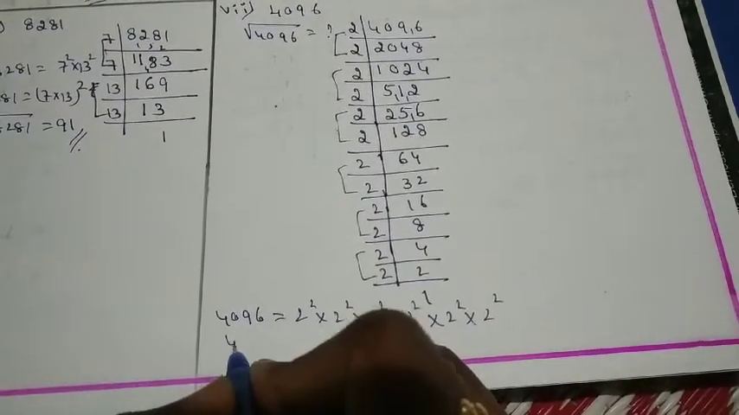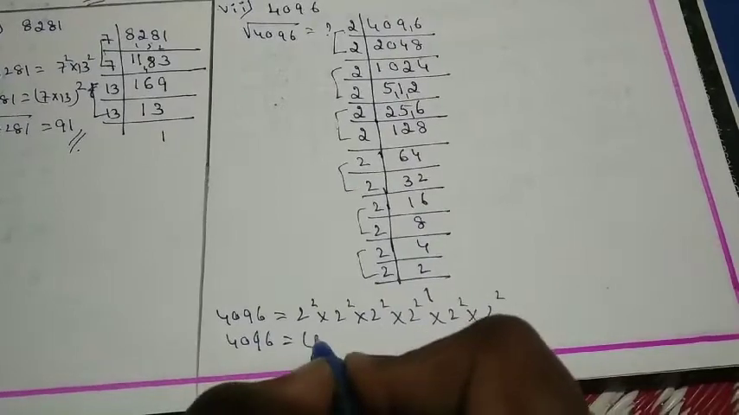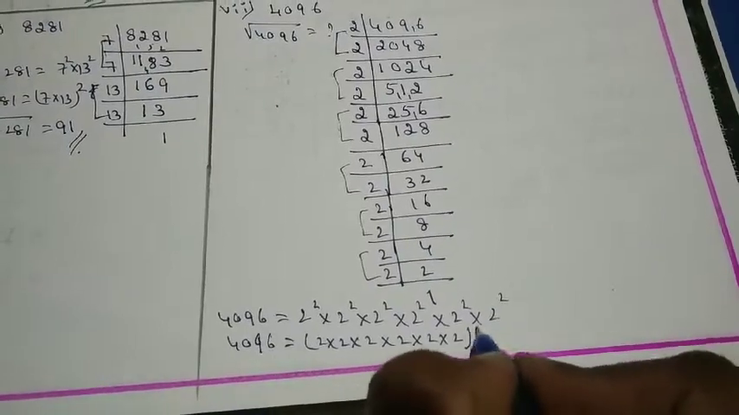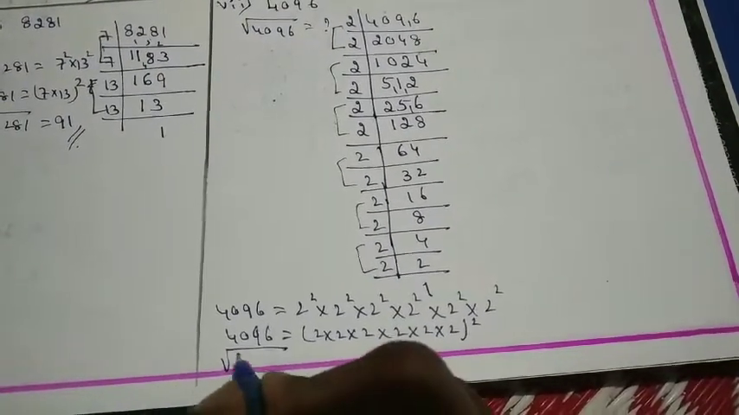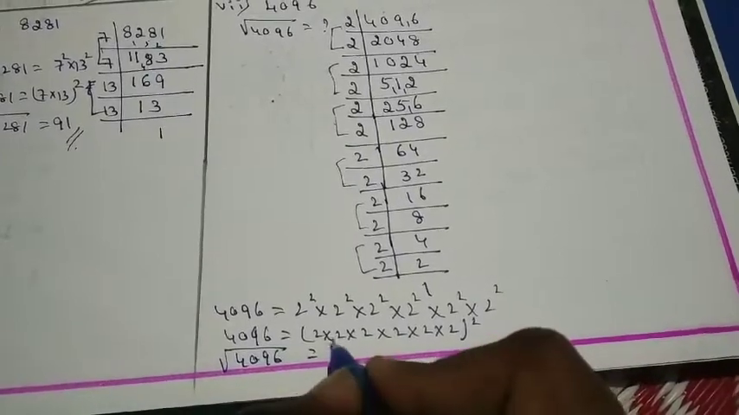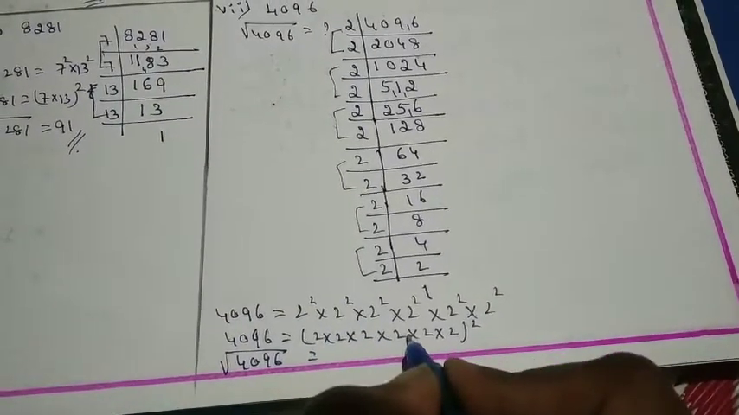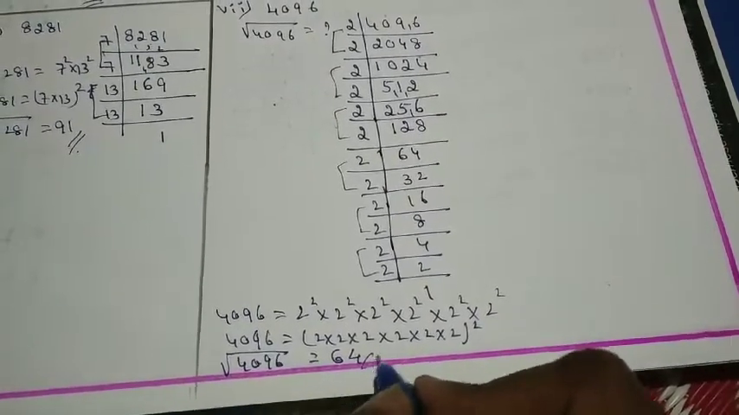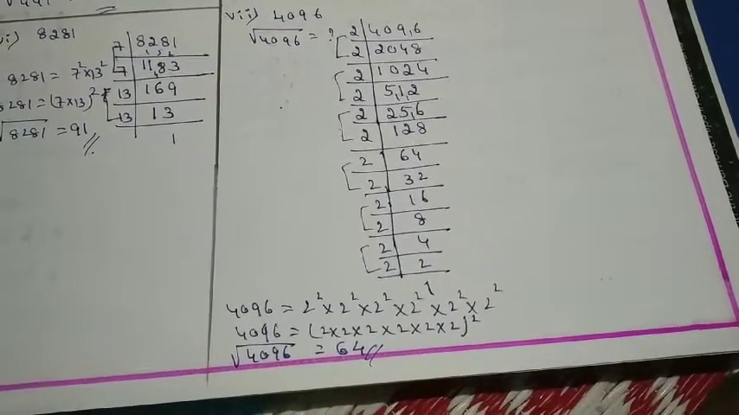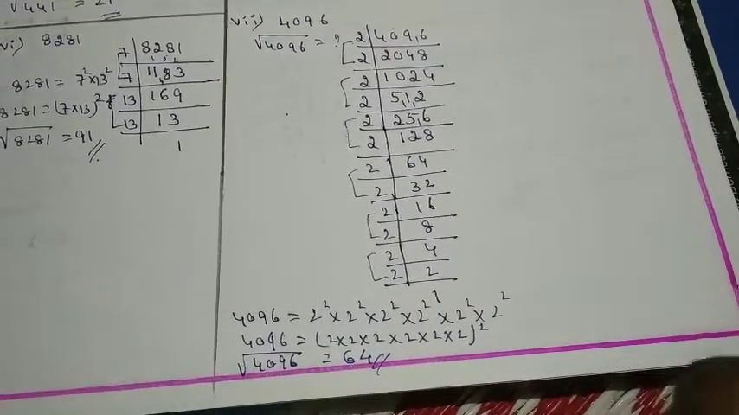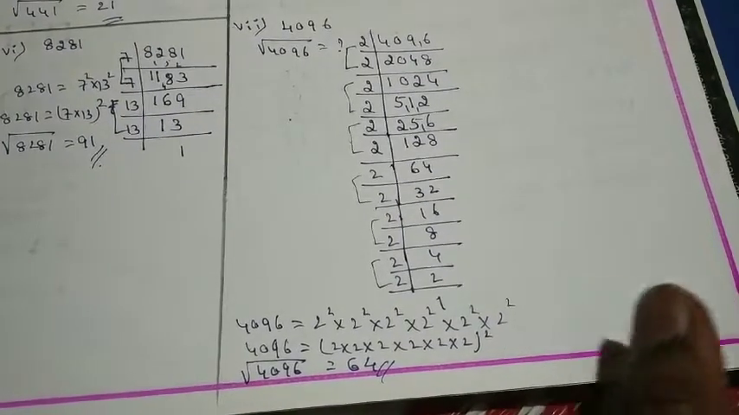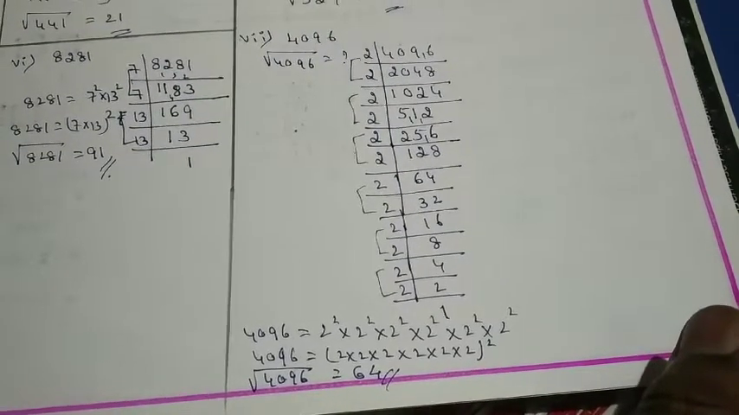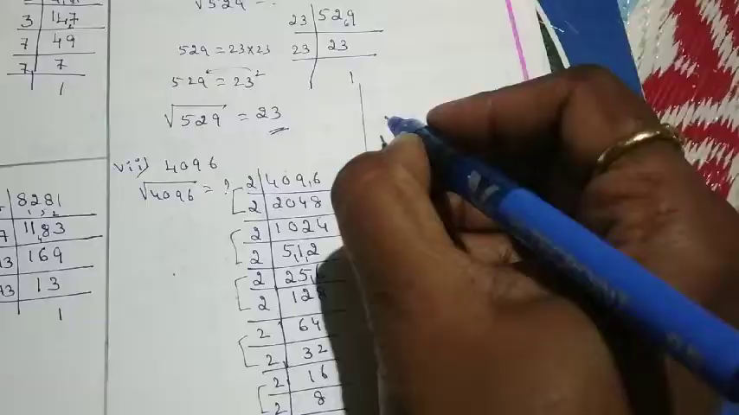So I can write 4096 is nothing but 2 into 2 into 2 into 2 into 2 into 2 whole square. Then square root of 4096 equals 2 2s are 4, 4 2s are 8, 8 2s are 16, 16 2s are 32, 32 2s are 64. So 64 square is 4096, or 4096 is a perfect square of 64, or in other words, the square root of 4096 is 64.